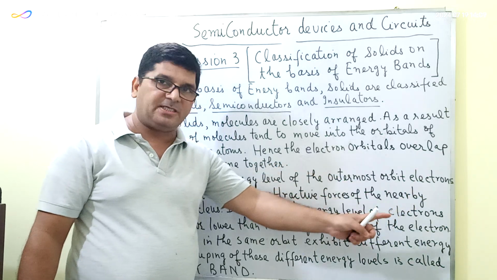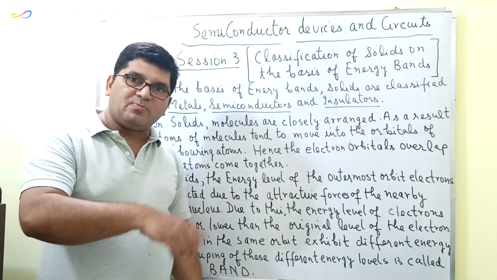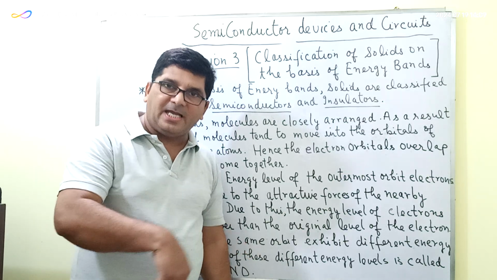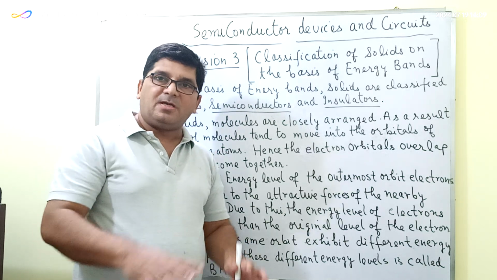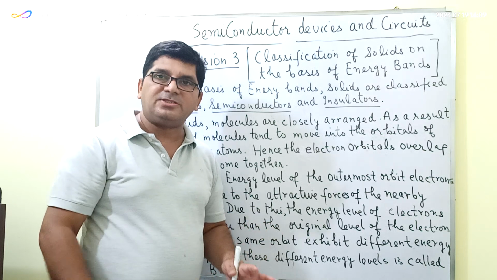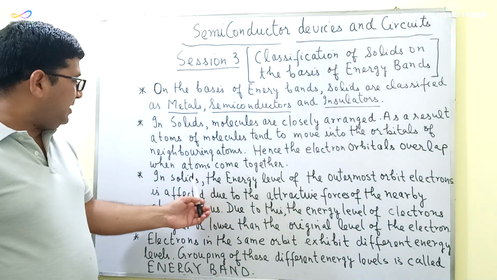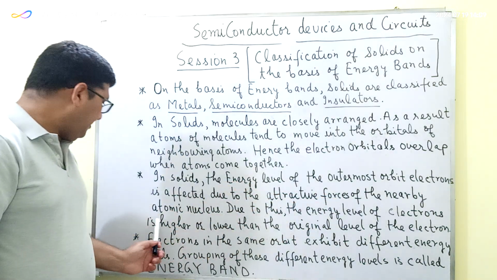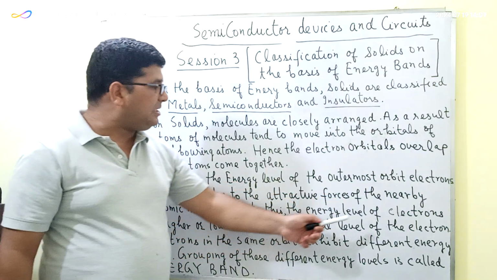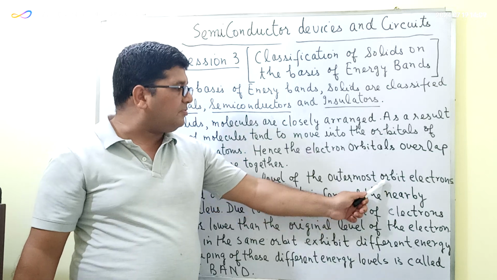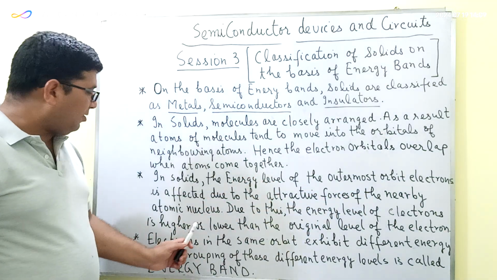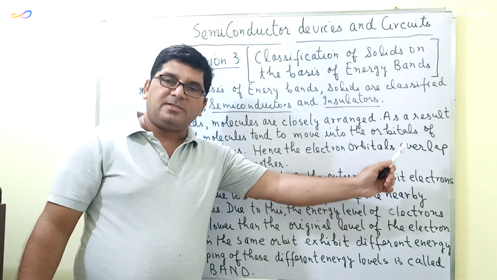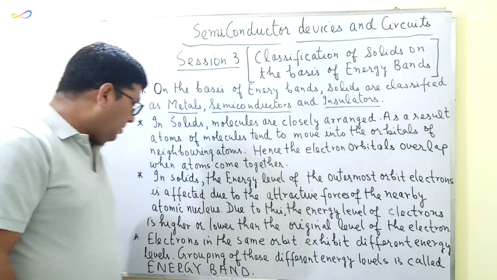In the case of an isolated atom, the electrons which are moving around the nucleus of that atom in the different orbits have got a definite energy level. But in the case of solids, because of the attractive forces of the nearby atomic nucleus, the energy level of the electrons in the outermost orbit is either higher or lower than the original energy level of the electron in the case of an isolated atom.